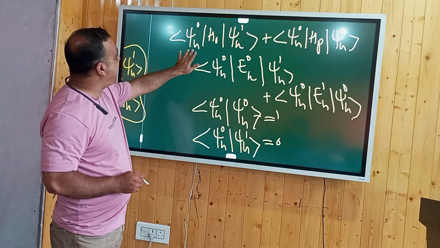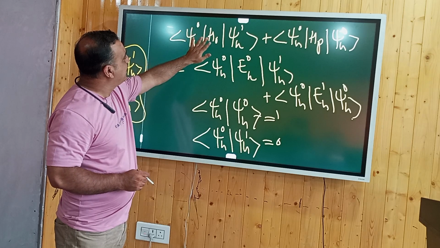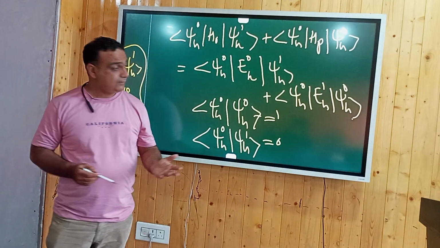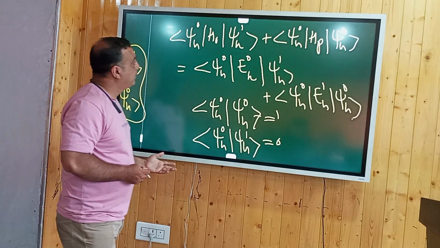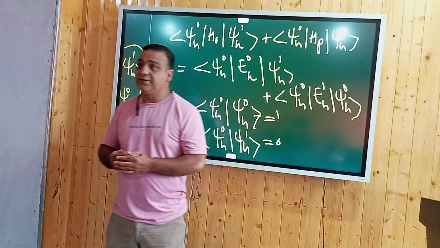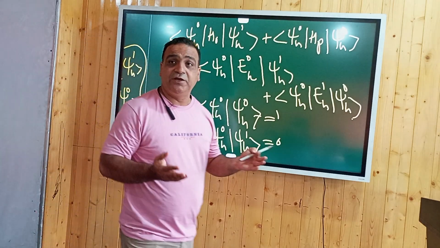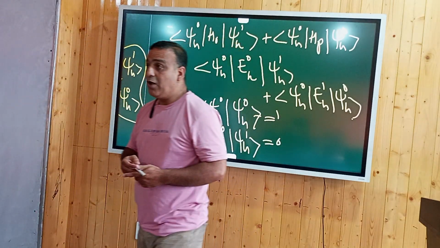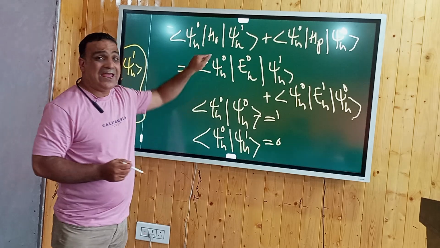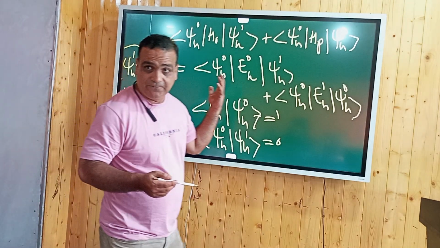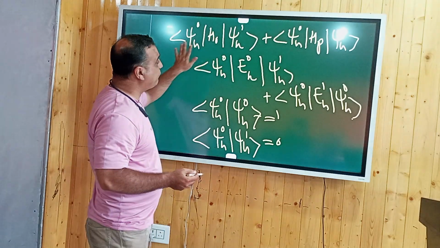So what is this? This is psi n naught acting on H naught. What will you get out of it? It's your energy eigenvalue equation in terms of bra vectors. So for that, here you will have E n naught. That's a number that will come out of the matrix.